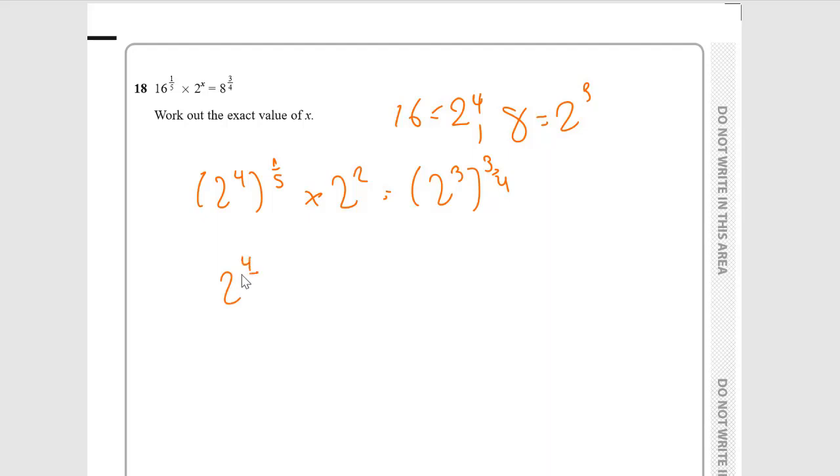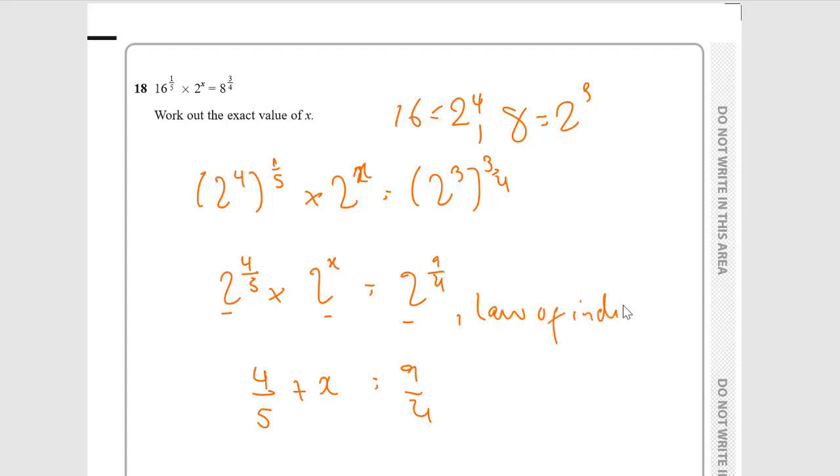So you get 2 to the power of 4 over 5 times 2 to the x equals 2 to the power of 9 over 4. And then we can simply ignore our bases. So now, law of indices, 4 over 5 plus x equals 9 over 4.